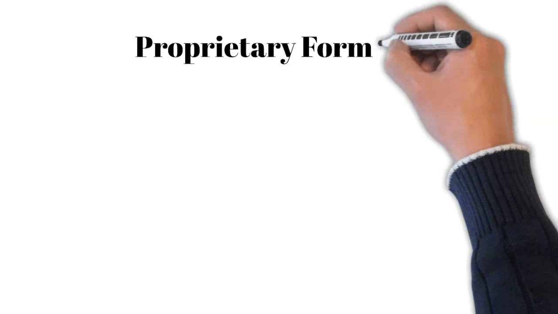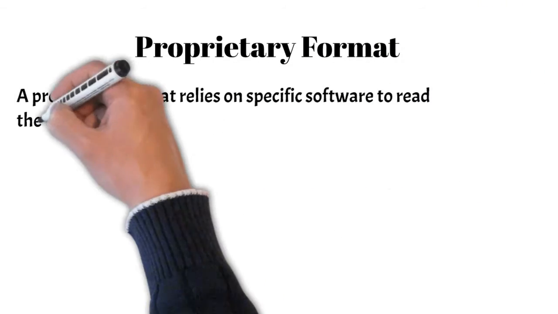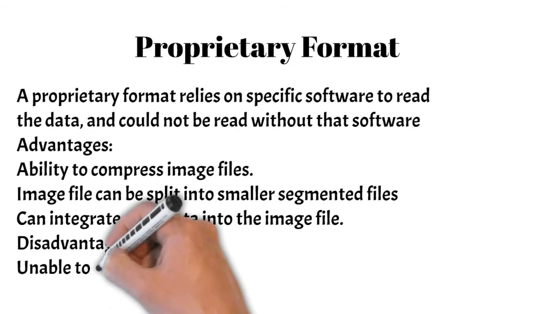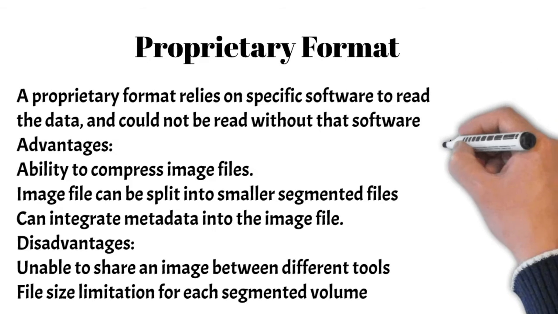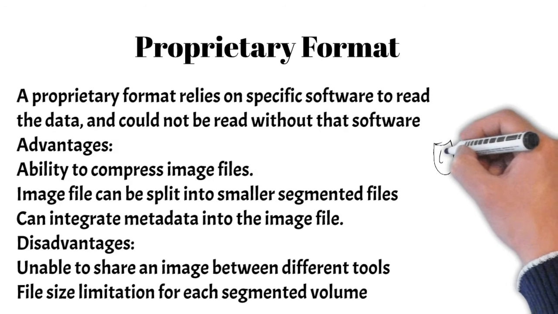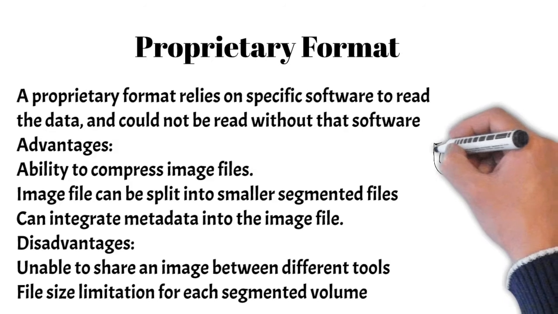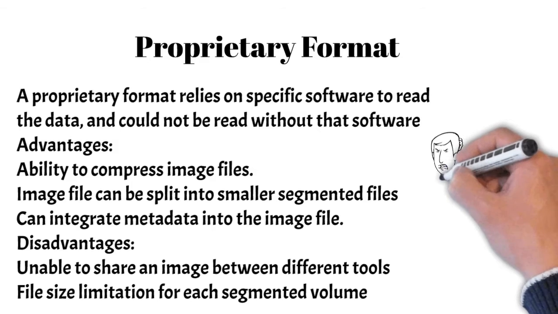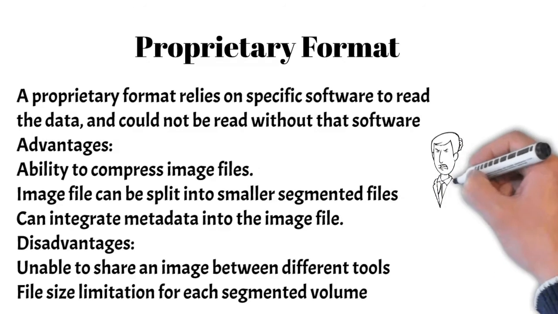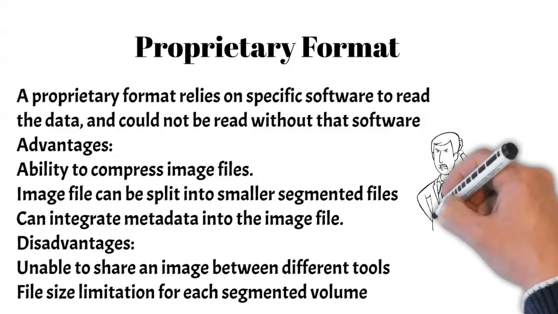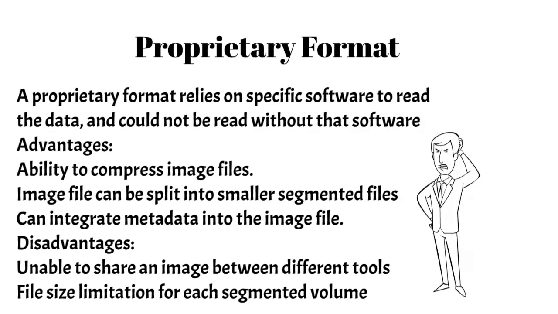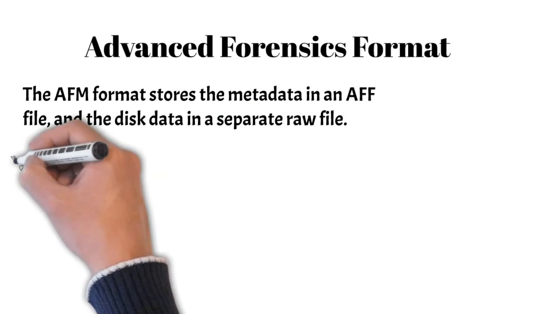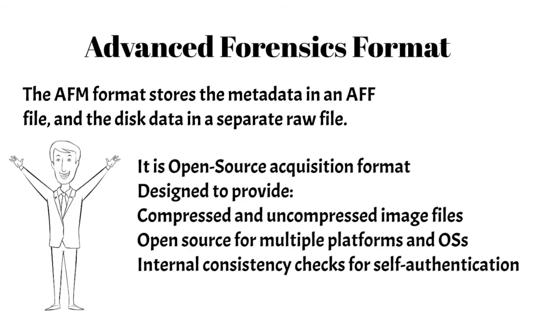A proprietary format relies on specific software to read the data and could not be read without that software. For example, if a company created a software and they disappeared in a few years and you no longer had access to that software, your data would be locked in that format and lost forever. However, using proprietary format has a lot of advantages, as it can compress image files, which you cannot do for RAW format files, and metadata can be stored within the image file. Also, most forensic tools have their own format, and an example of this is EnCase, which is one of the most common and popular forensic tools and uses the format .E01. AAF is a multimedia file format that allows you to exchange digital media and metadata between platform systems and applications.